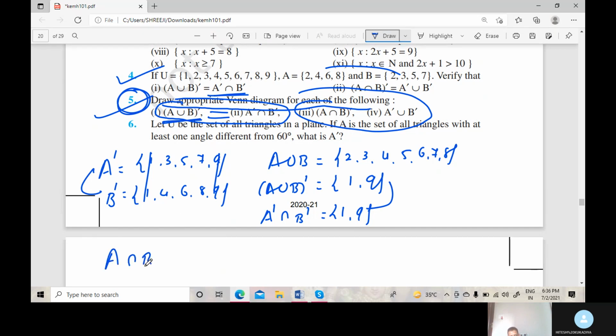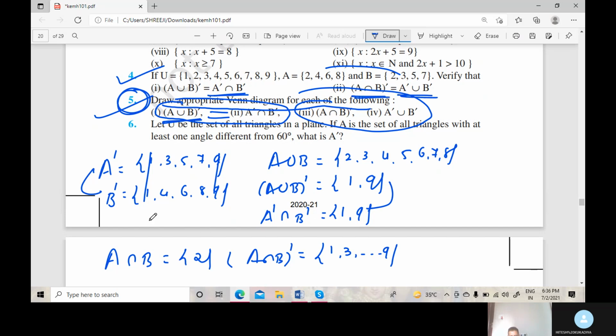You can also verify the second law. First A intersection B. Which element is common in A and B, 2, 4, 6, 8 and 2, 3, 5, 7? Only 2 is the common element. Now the complement of A intersection B: 2 cancels in the universal set, so 1, 3, 4, 5, 6, 7, 8, 9. This is the second law LHS.